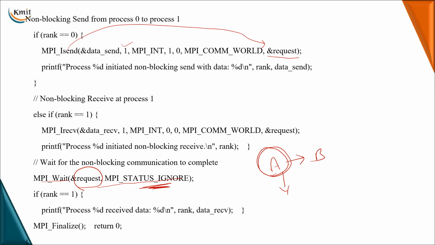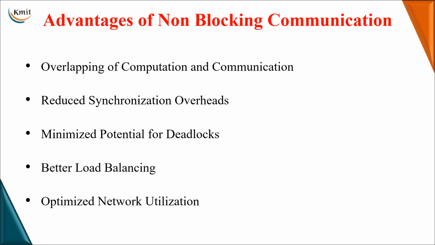And if your rank is equal to 1, you are saying that your data is being received, because 0 is designated for the sending process and 1 is for your receiving process. So you are making this process wait. Once it is waiting, the data sent by the sender process is being received by your receiver process. So you are making the sender wait here.